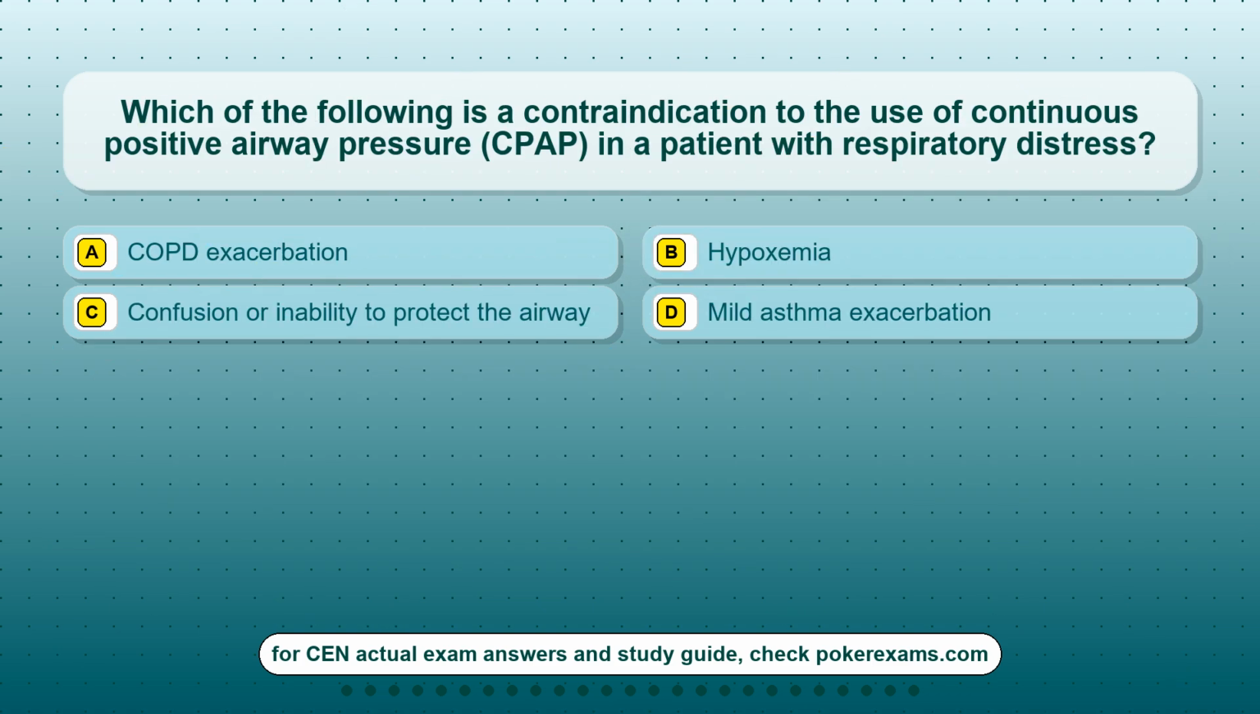Question 22. Which of the following is a contraindication to the use of continuous positive airway pressure, CPAP, in a patient with respiratory distress? Option A, COPD exacerbation. Option B, hypoxemia. Option C, confusion or inability to protect the airway. Option D, mild asthma exacerbation.